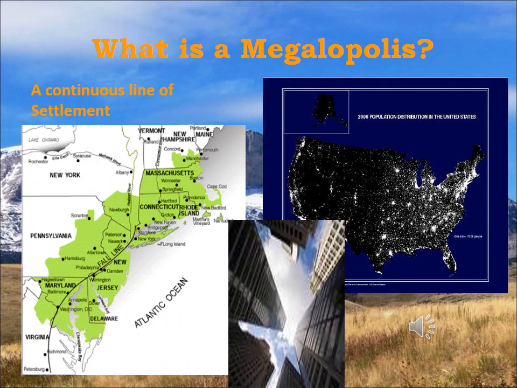Okay, a megalopolis. It's a continuous line of settlement. We'll talk more about this when we get to urban geography, but it is something you notice if you look at the map of the United States at night. You can see where most of the population is. The most population is along the Washington, Baltimore, New York corridor, a continuous line of settlement. It starts in Maryland, you've got Washington, D.C., it goes through New Jersey, all the way into New York, and it follows basically the fall line.